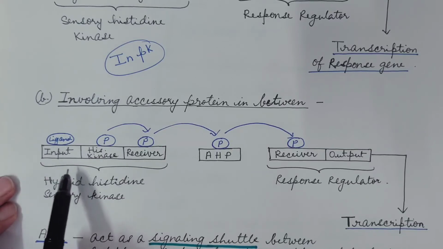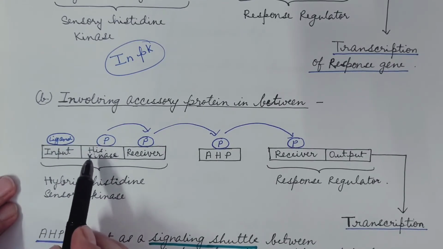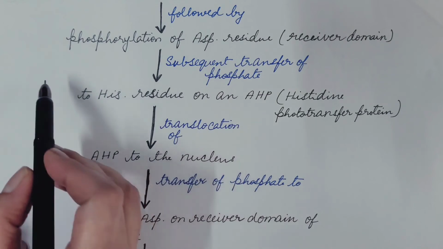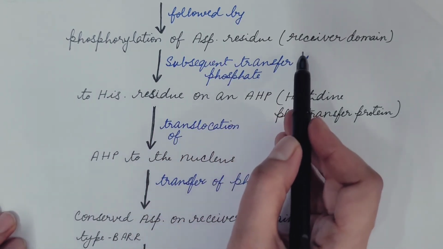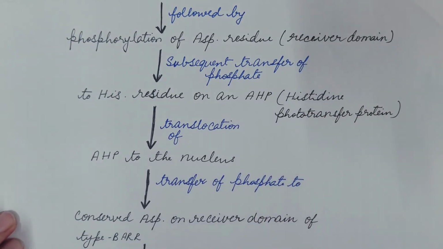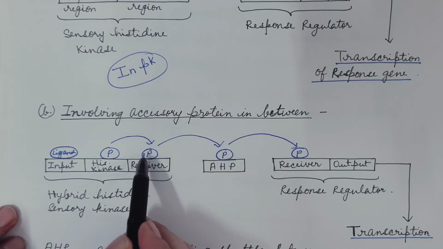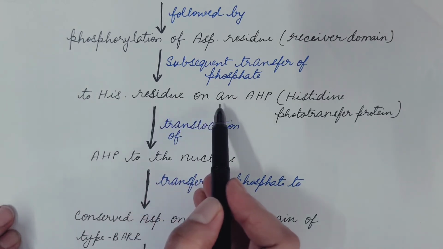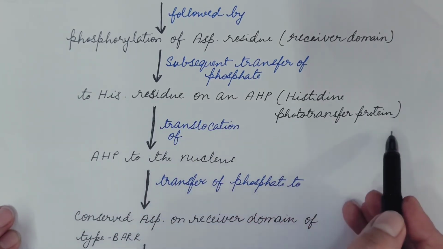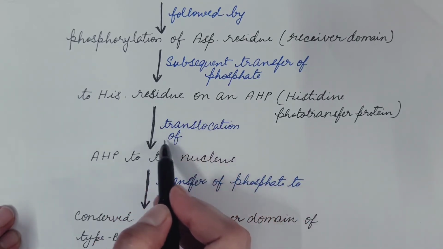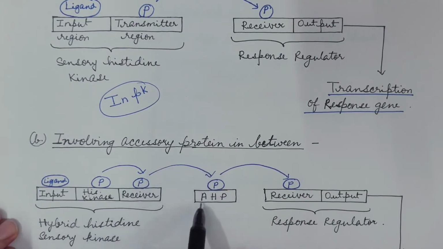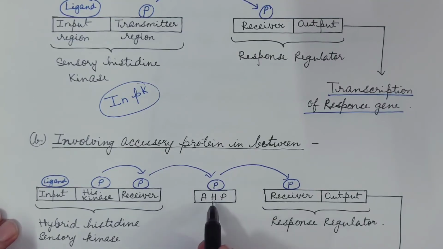So what happens? Ligand comes and binds with the receptor, which leads to autophosphorylation of histidine residue present in the transmitter domain. This is followed by phosphorylation of aspartate residue present in the receiver domain. Now, aspartate residue present in the receiver domain is phosphorylated. Subsequent transfer of phosphate to histidine residue on an AHP, histidine phosphotransfer protein, takes place, and this is followed by translocation of AHP to the nucleus. After the phosphorylation, AHP, which is present in the cytoplasm, is translocated to the nucleus.